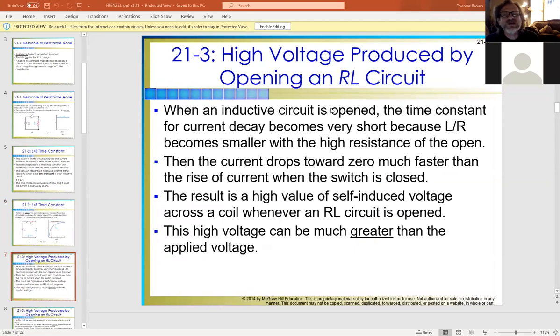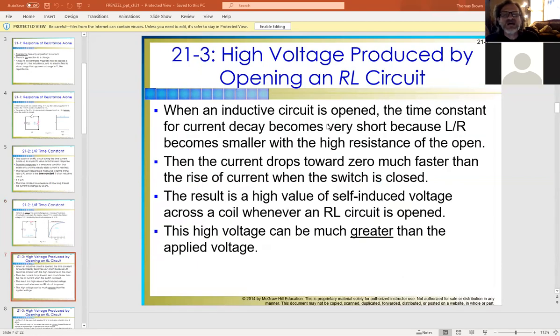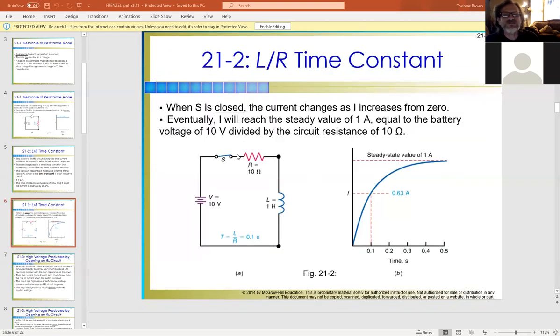So when the inductive circuit's opened, basically we're going to throw that switch open, the time constant for what they call the current decay becomes very short because that ratio becomes smaller with the high resistance of the open. What does he mean by high resistance of the open? Basically, it approaches infinite resistance, if you will. Now we have an open circuit, so current flow is no longer occurring, right?